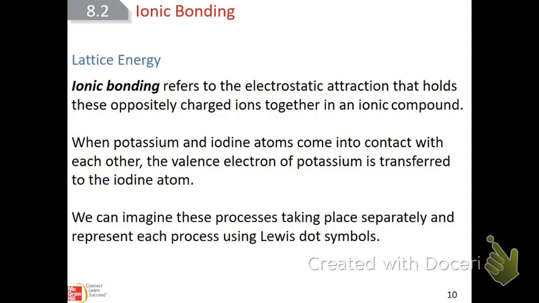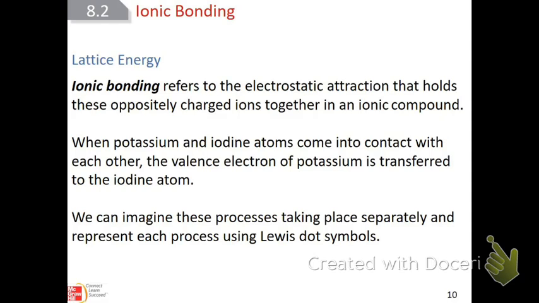Well, when those take place, they may not take place at the same time, but now those opposite charges are going to be attracted to each other. And that is an electrostatic charge, and that's a very strong bond that's formed, and that bond is called an ionic bond. Okay, and that electron getting transferred, it is not shared, it is totally transferred.